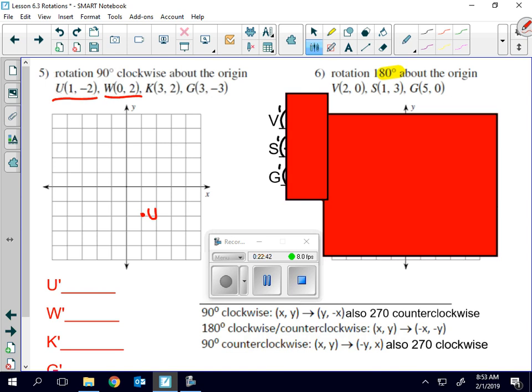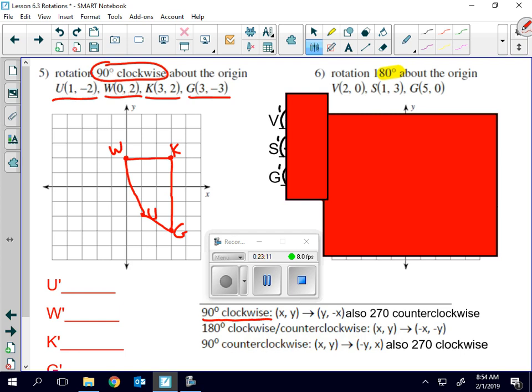W is at 0, 2. K is at 3, 2. And G is at 3, -3. Connect our dots, make our shape. And we're doing 90 degrees clockwise. Okay, go to your worksheet.